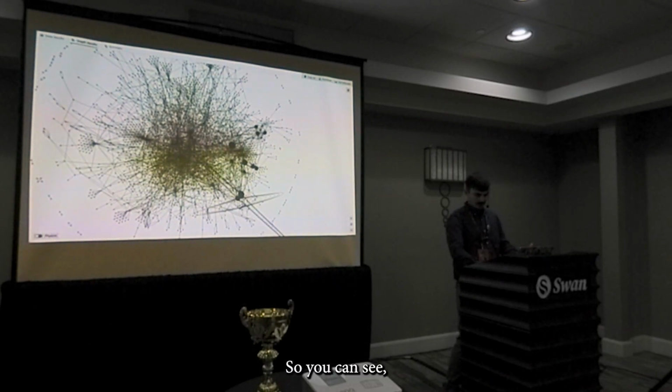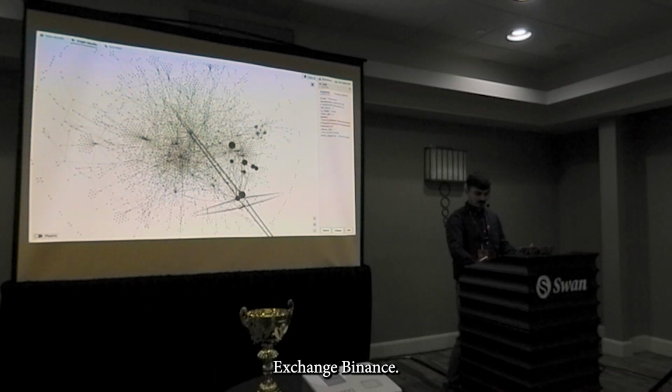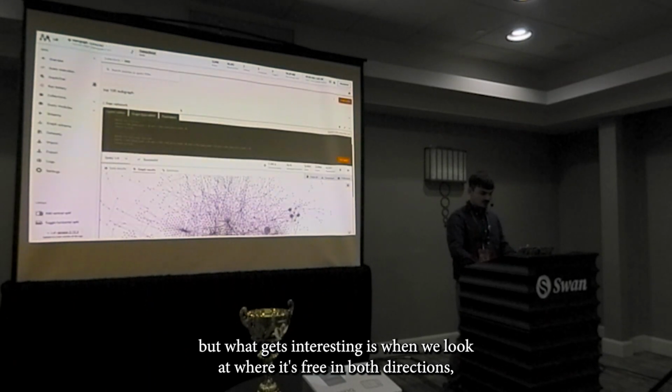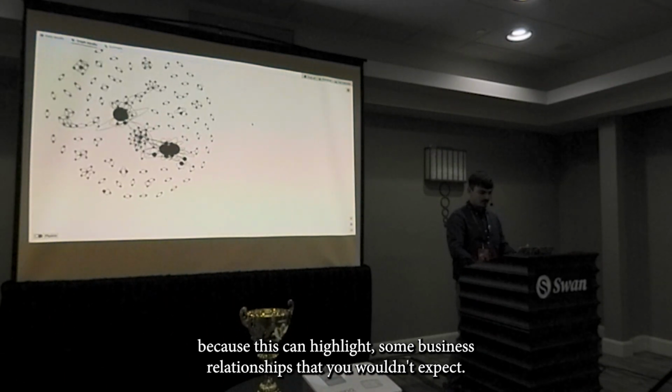So you can see Async, OK Exchange, Binance, Bitfinex, these larger nodes, Kraken, all having these free channels with other nodes. But what gets interesting is when we look at where it's free in both directions, because this can highlight some business relationships that you wouldn't expect.